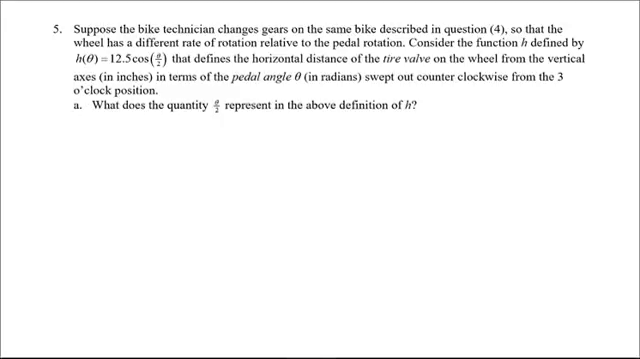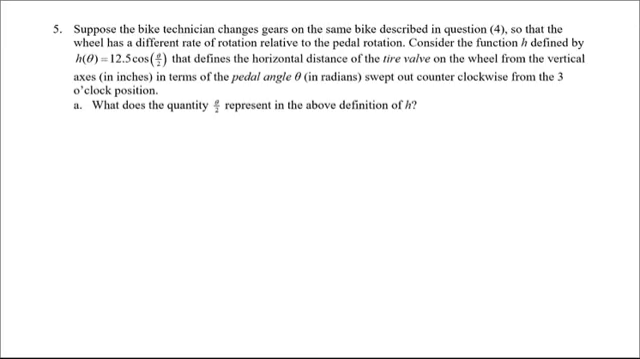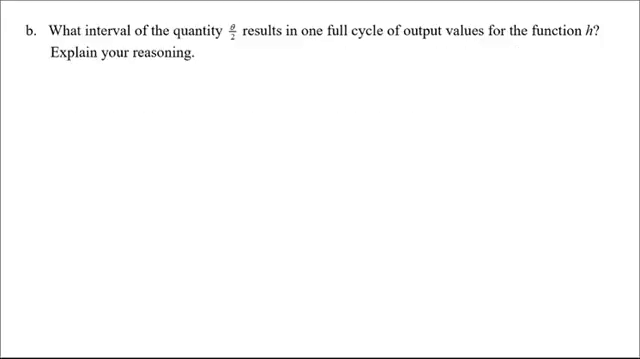Okay, so part B asks an important question. It says, what interval of the quantity theta over 2... Ooh, am I missing something here? Did I skip 5A? All right, now we're on to 5B. What interval of the quantity theta over 2 results in one full cycle of output values for the function h?